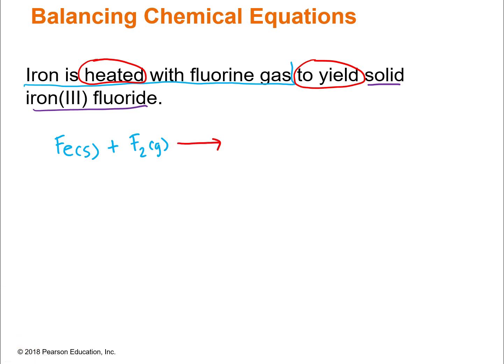We've got our yield sign, but it says that it's heated. And that heat isn't going to make any difference to us balancing the equation, but we want to be sure to write it out anyway. And then finally, we've got solid iron 3 fluoride as our product. Iron 3 is Fe3+. Fluoride is F-.